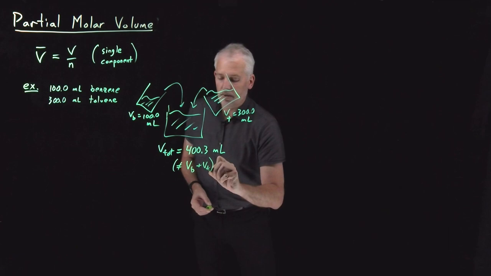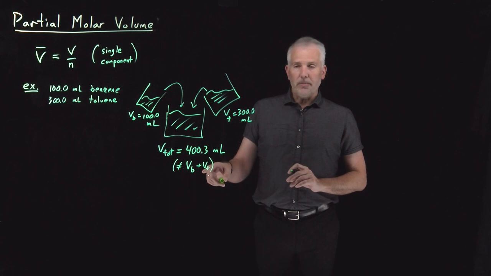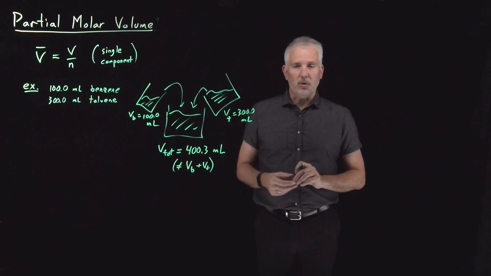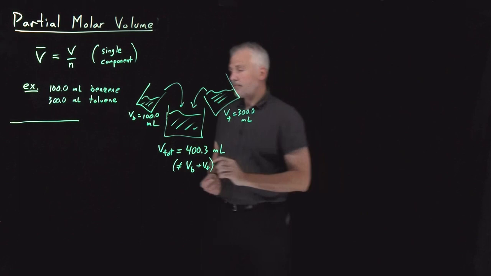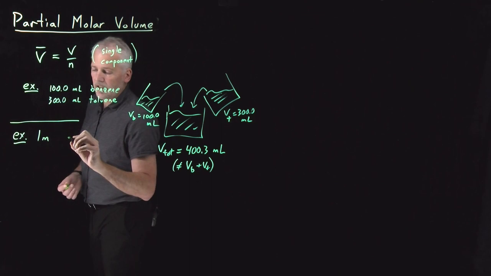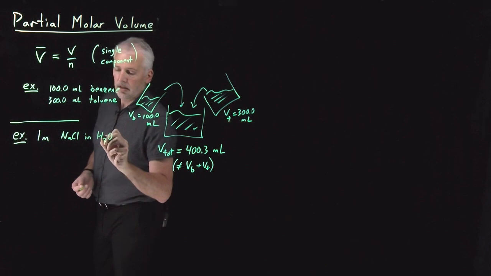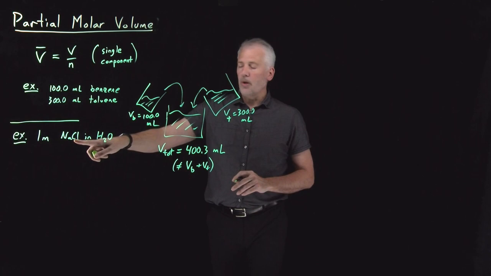In fact, it's often going to be true that the volumes of the two substances, when I combine them together, will not add up to the total volume of the solution. That effect gets even more pronounced for solutions of ionic solutes in a polar solvent. So let me give you another example. Let's suppose I want to make a solution that's one molal of NaCl in water. So the most straightforward way to do that, if I want a solution that's one molal, is maybe take one mole of sodium chloride and dissolve it in 1 kilogram of water.